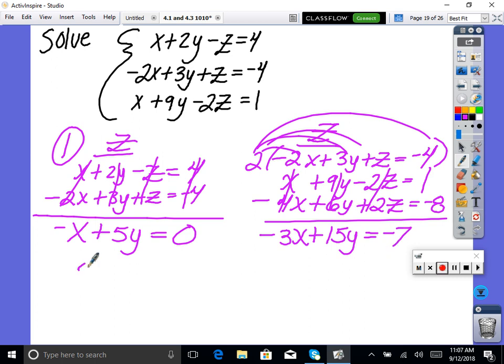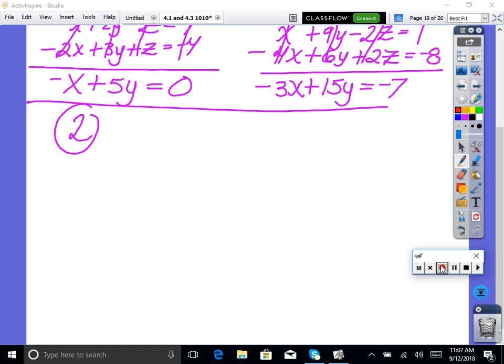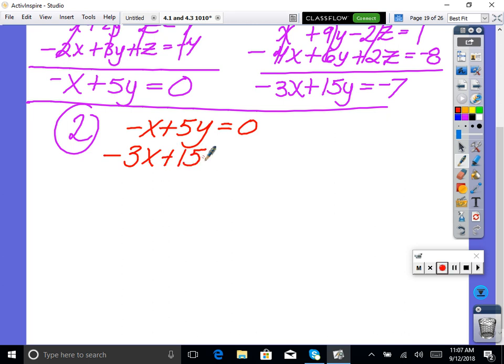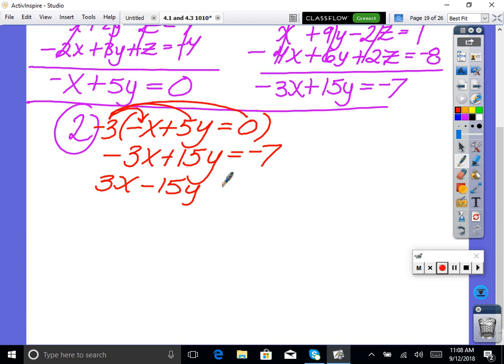Alright, we're on to step 2. Label step 2. Section it off. Step 2, putting them together. Negative x plus 5y equals 0. Negative 3x plus 15y equals negative 7. Okay, let's eliminate. X or y? Right, we're eliminating, like starting your brain over. Okay, so we're going to multiply by negative 3 because you decided to get rid of x. So let's distribute, so then we'd get positive 3x minus 15y, and looks like equals 0.